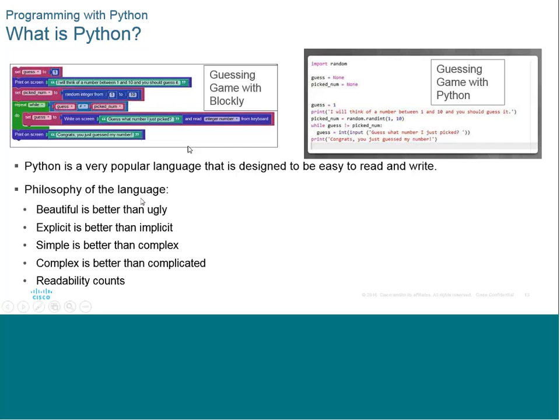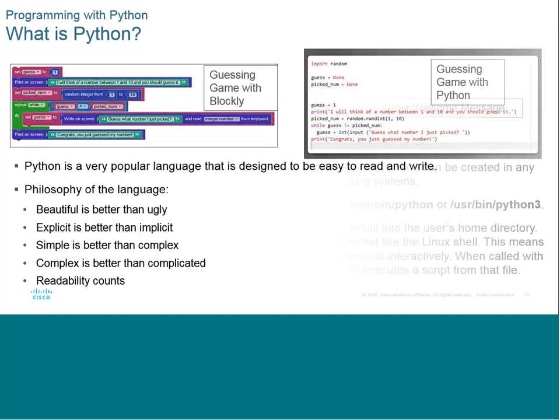Here it is written, philosophy of the language. Beautiful is better than ugly. Explicit is better than implicit. Simple is better than complex. Complex is better than complicated. And readability counts.